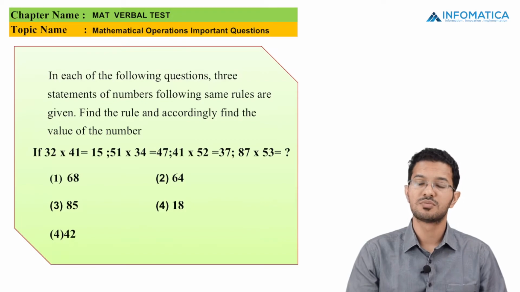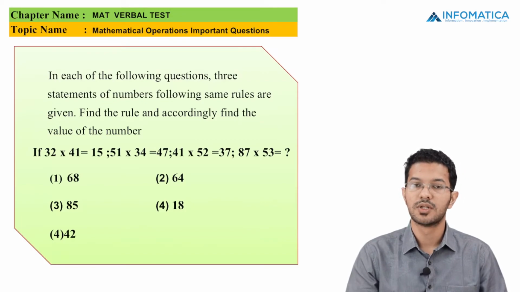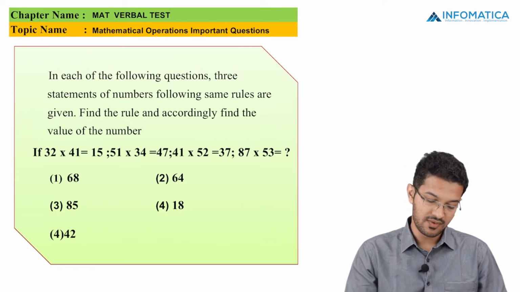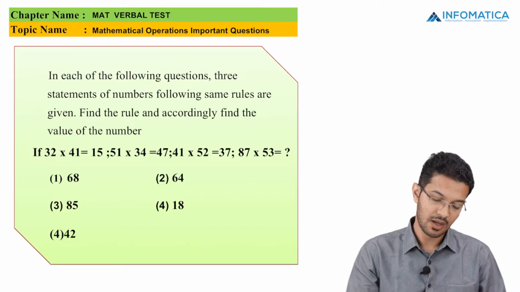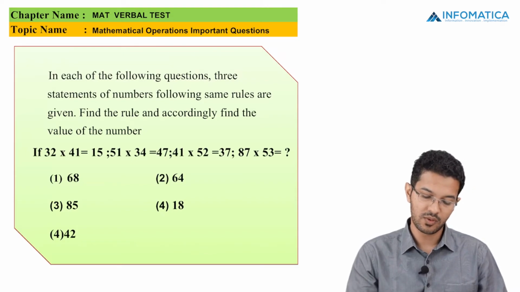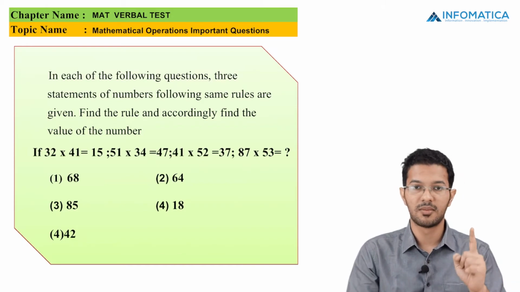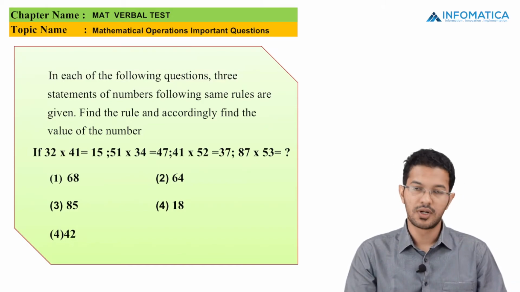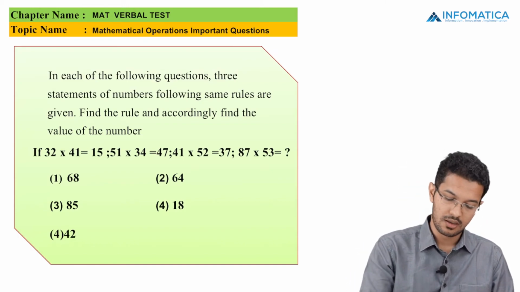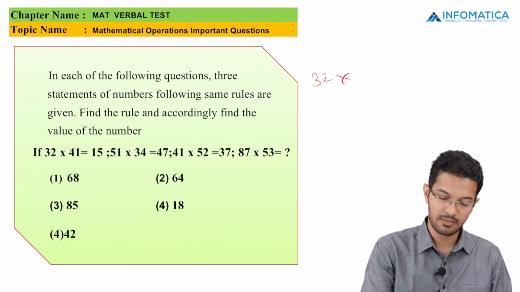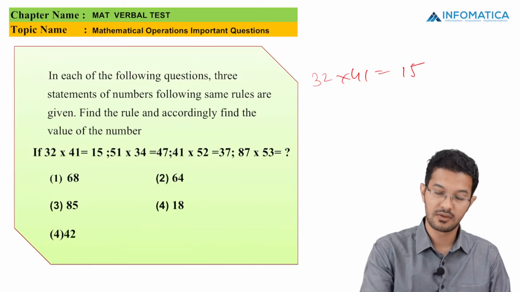The next MCQ is based on the type 4 MCQ. So let us see the rule. Now they have given us 32 multiplied by 41 is given 15. 51 multiplied by 34 is giving 47. 41 multiplied by 52 is giving 37. And thus we have to find out 87 multiplied by 53. So let us go for the first equation and find out the consecutive rule. Now it says that 32 multiplied by 41 is coming to be as 15.